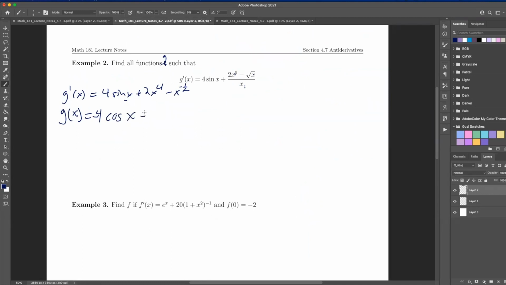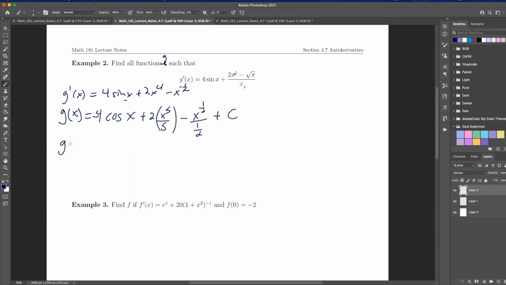Then it would be plus 2 times the antiderivative of x to the fourth. Well, that's x to the fifth over 5. So we raise this power by 1 and then divide by whatever the new power is. Minus, here we're going to raise this power by 1. So this will be minus x to the 1/2 divided by 1/2. Okay. And then we have to add our plus c. And you only need to add 1 plus c at the end.